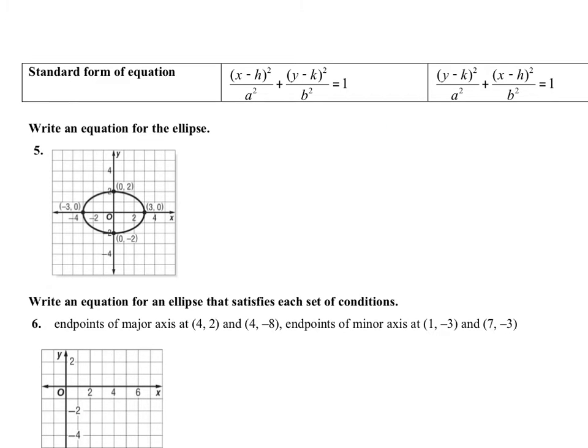On the top of the second page, we have the standard form of the equation of an ellipse. So the way you could tell whether it's horizontal or vertical is by figuring out who has the bigger denominator between x and y. So whichever one has the bigger denominator, that tells you the orientation. And you need to know that a is always bigger than b. So if x has the bigger denominator, then it's horizontal. If y has the bigger denominator, then it's vertical. A is always bigger than b.